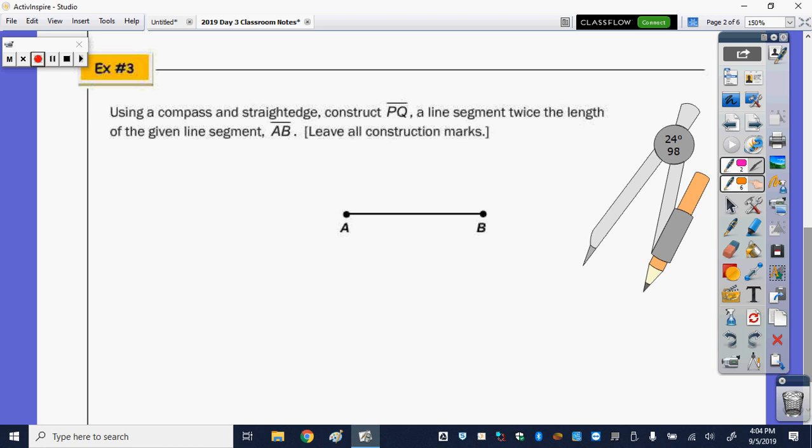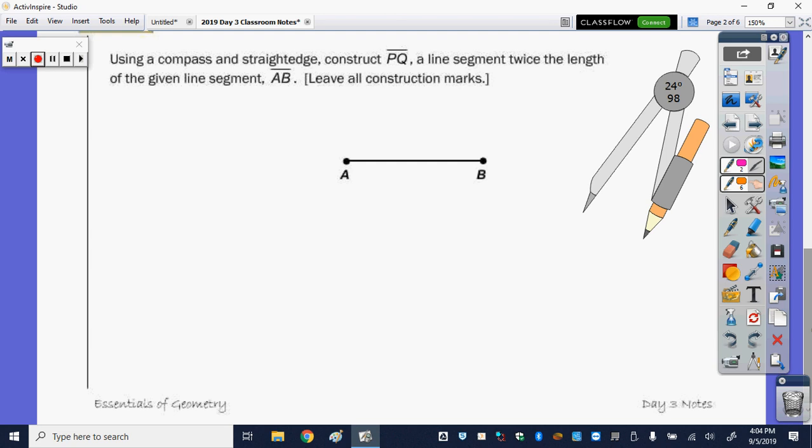And in this example, it says using a compass and a straight edge, construct segment PQ, a line segment whose length is twice the length of the given segment AB. So the first thing you're gonna do is start with your ray again. So line up your ruler and draw a straight line. Then add to that your endpoint and arrow for the ray. Make sure your line is twice as long as AB.